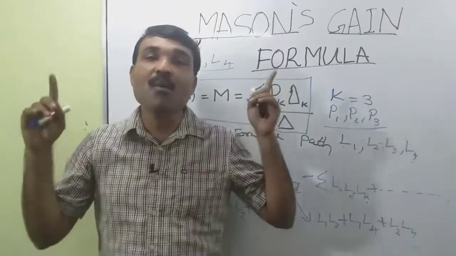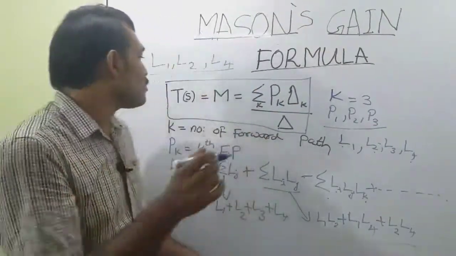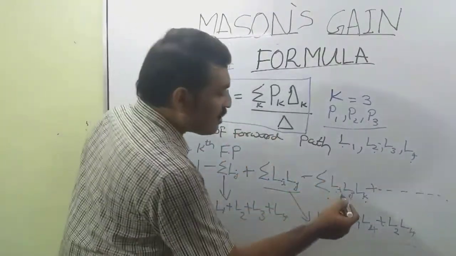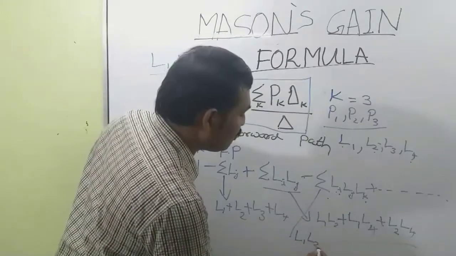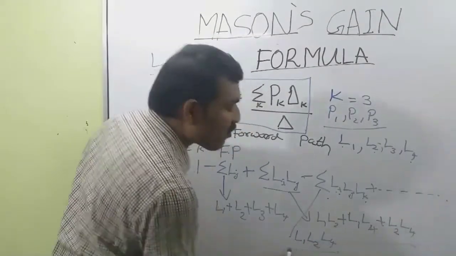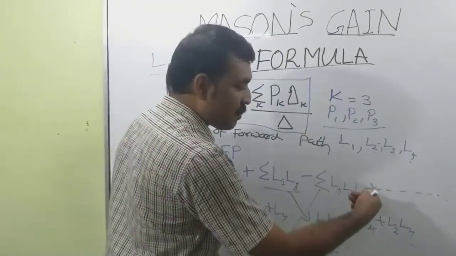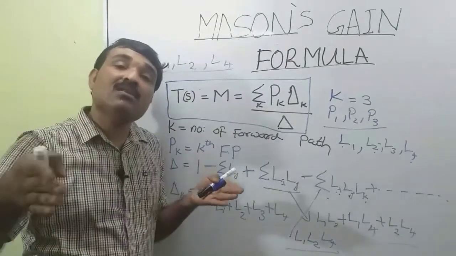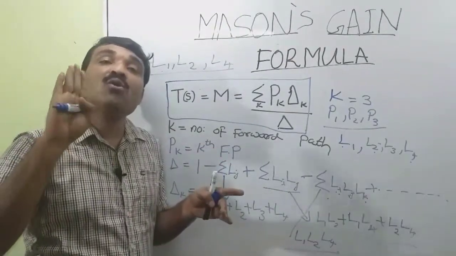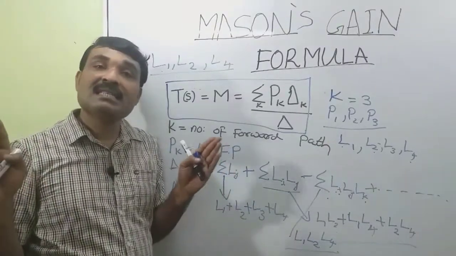Now minus summation of Li Lj Lk, that is the sum of gain products of all possible combinations of 3 non-touching loops. Suppose these are non-touching loops, so this stands for L1 L2 L4. So we have only one term here. Then the next term is minus, then again plus, summation of the gain products of all possible combinations of 4 non-touching loops, and it goes on. I think the concept is clear.